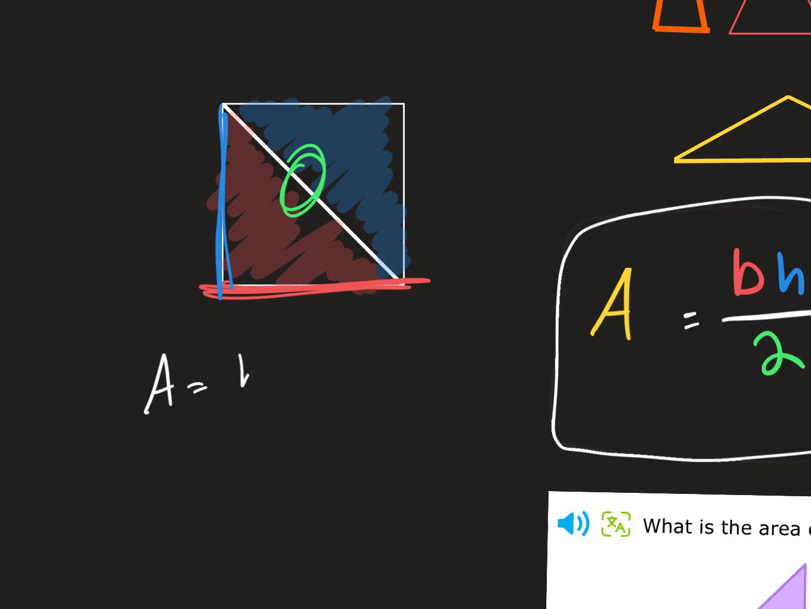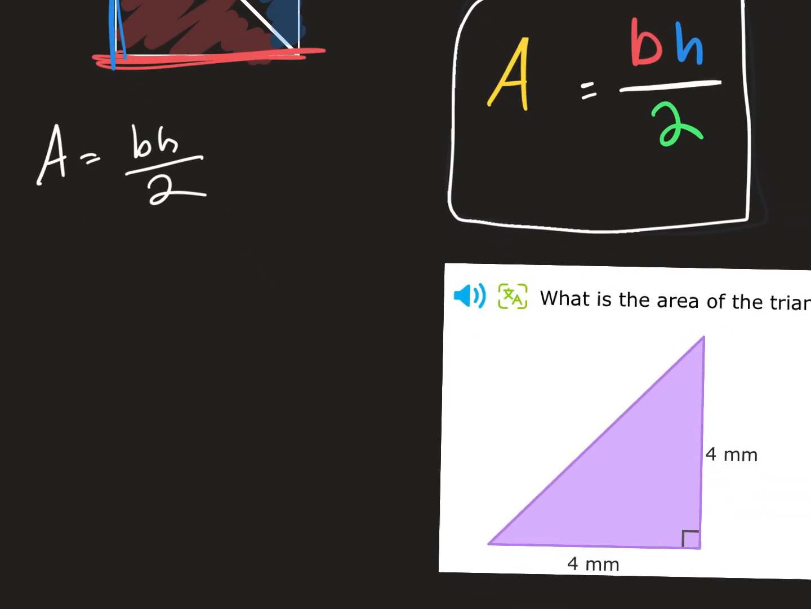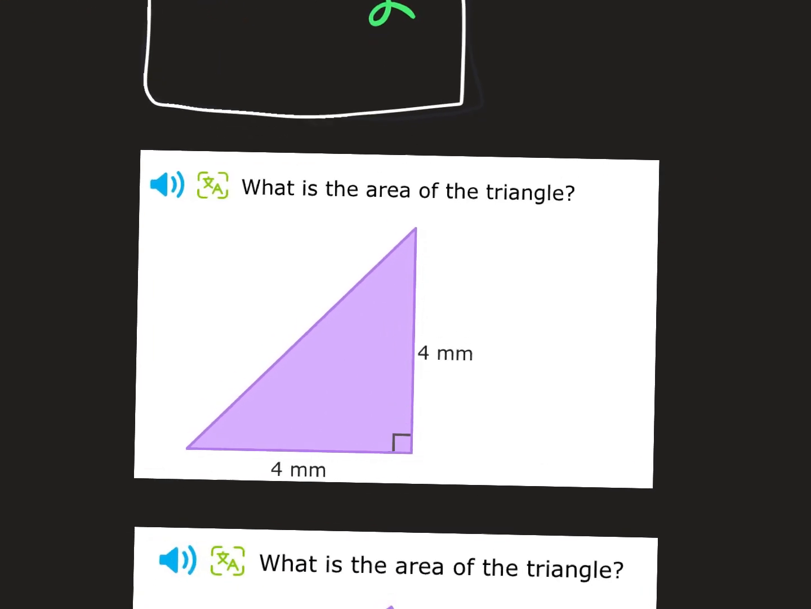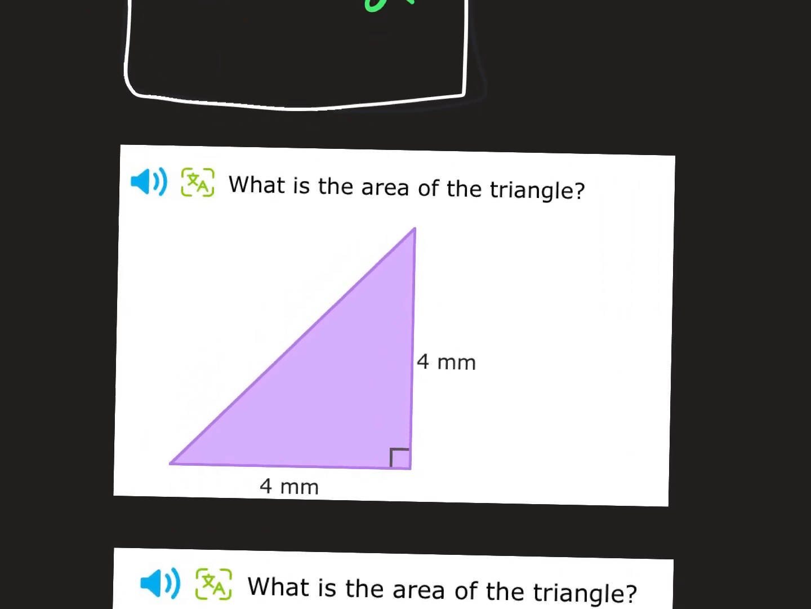So area is equal to base times height divided by 2. So let's do a couple examples. Our first one here, we have a right triangle, and get in the practice of identifying what type of triangle this is. This will help out down the road when you get into higher levels of geometry. But we have our area is equal to 4 times 4 divided by 2.